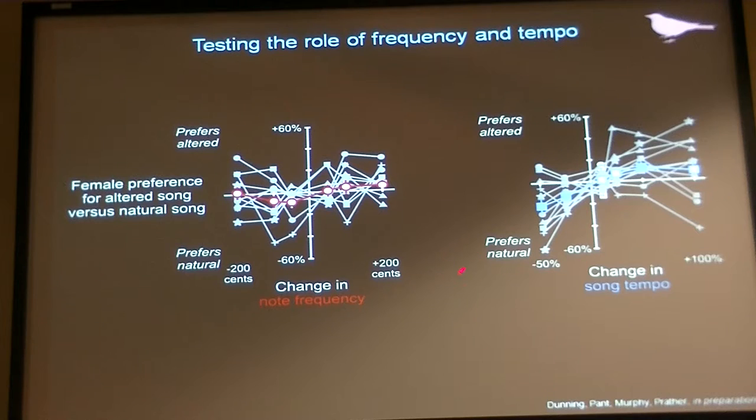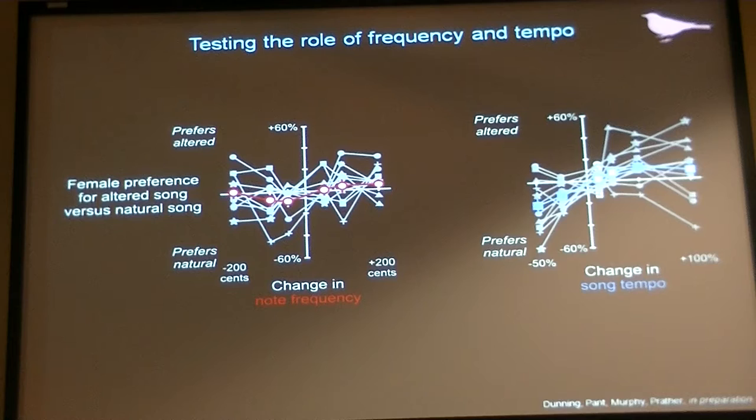However, when we change the tempo, then we got these data. And again, individual birds are gray. The means are shown in blue. Filled symbols indicate significant differences. So the linear regression tells us there's some systematic change with respect to the change in tempo, but not all birds agree. Some birds think it's more attractive and other birds think it's less attractive.